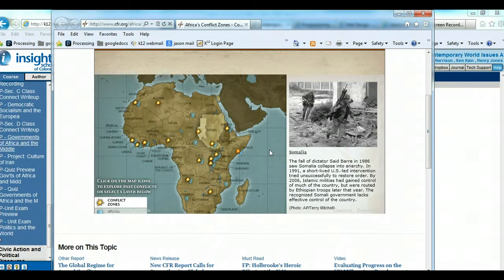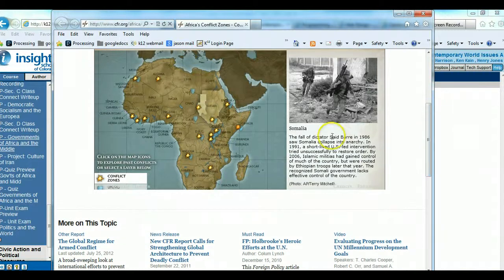So it's amazing all the bad things that are going on in Africa. So explore some of those, learn a little bit more about some of them. I'm going to go ahead and close this out. Actually, the last thing I want to show you, down here is a country called South Africa.